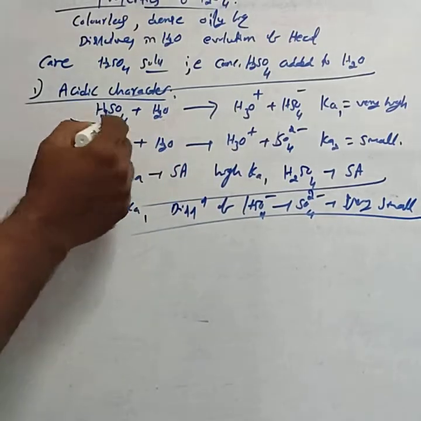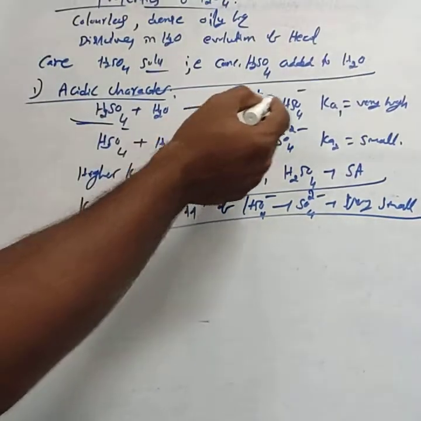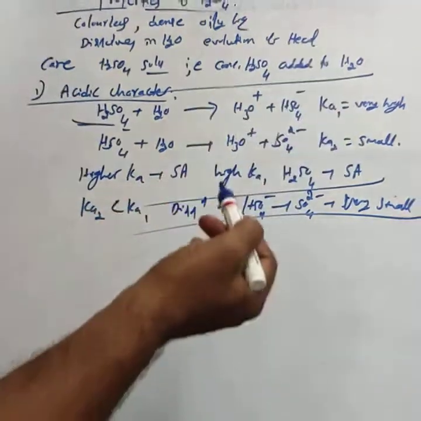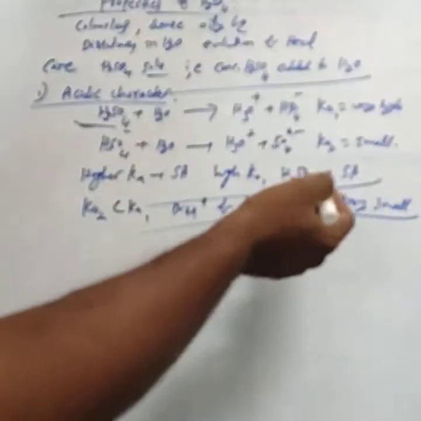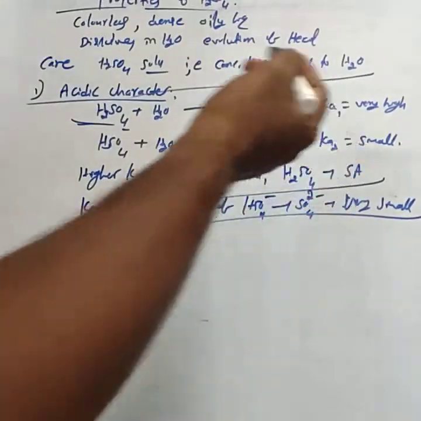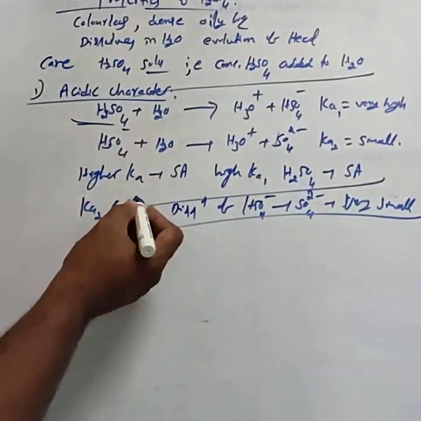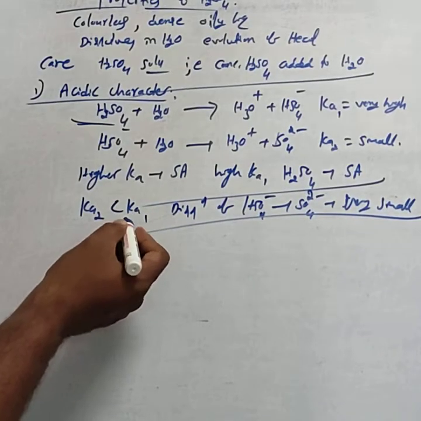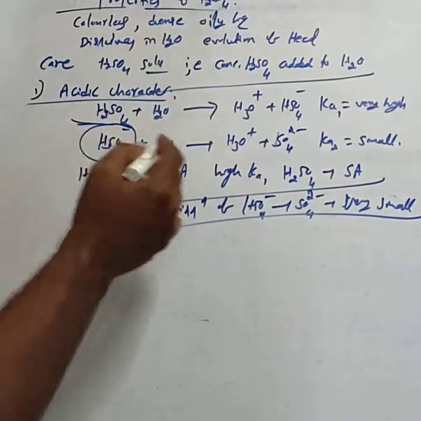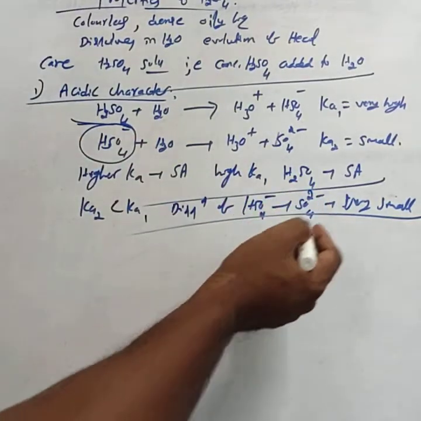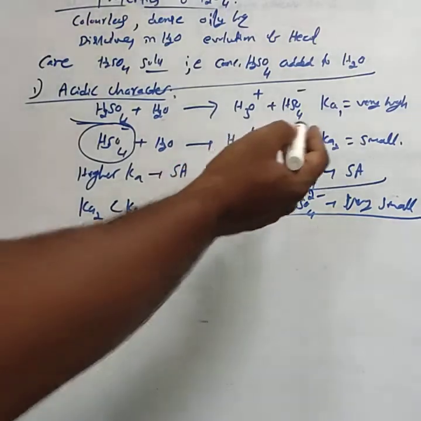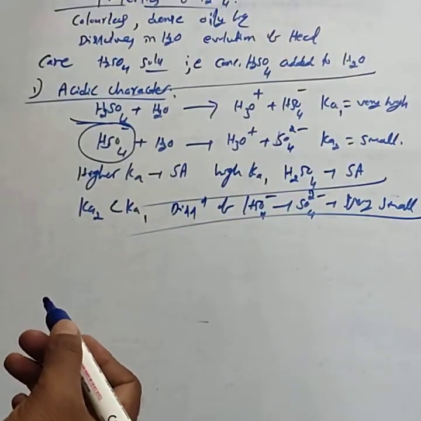Dissociation of H2SO4 into H3O plus and HSO4 minus is large. Hence it has a very high Ka1 value, which indicates that H2SO4 is a strong acid. But you observe that Ka2 is less than Ka1, which indicates that dissociation of HSO4 minus into SO4 2 minus is very small. Hence it has a very small Ka2 value.